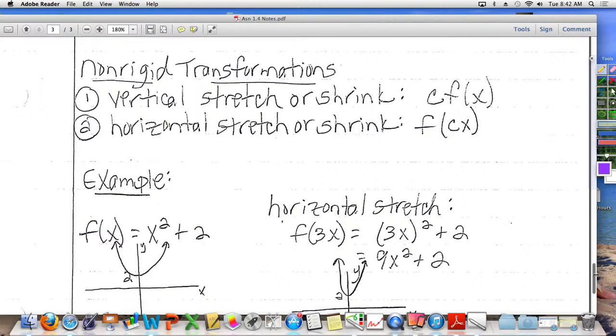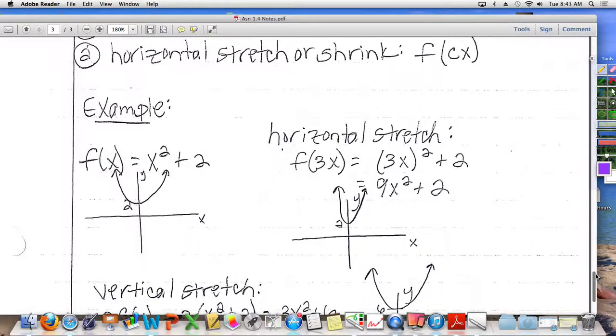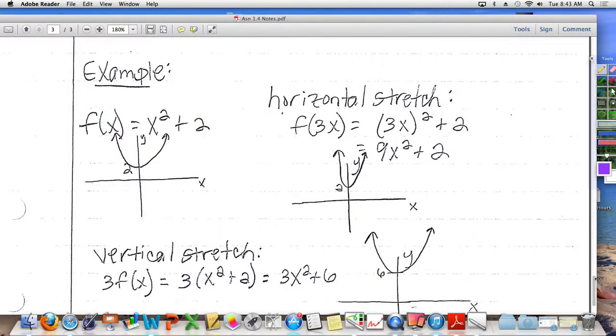And if you are going to do a horizontal stretch or shrink, that means you pull it this way, then you actually multiply the x's by c. Not the entire function, just each individual x by some c value, some real value c. So a couple of examples of that. f of x equals x squared plus 2.